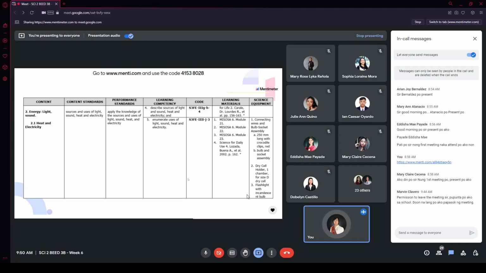Okay, so enumerate uses of light, sound, heat, and electricity. So for number 5, this is an easier learning competency, right? Because they're just listing out. So in your Bloom's taxonomy, right, listing out is just part of what? Not knowledge. Remembering, right? Yeah, that's just remembering. Listing out the sources. So it's not actually quite difficult.